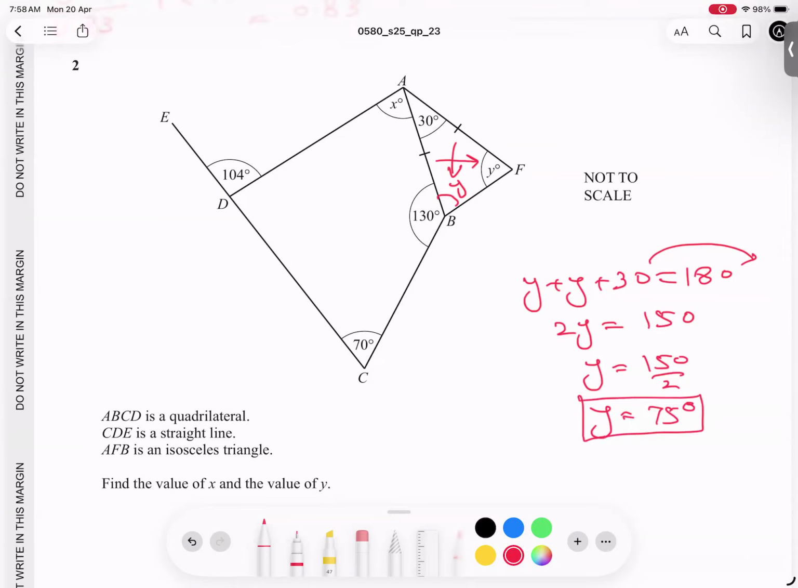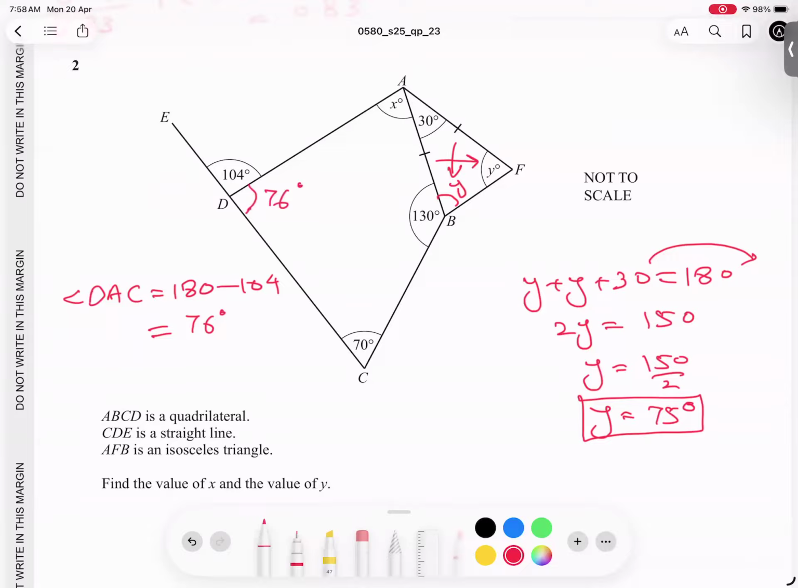Now he's asking for the x. Where is x? You can see inside here. But first of all, what is this angle? Because the angle on a straight line is 180. I can call this angle DAC. Angle DAC is 180 minus 104, and I'm getting 76 degrees. So this is 76 degrees.